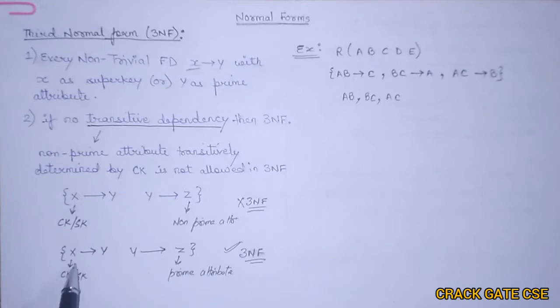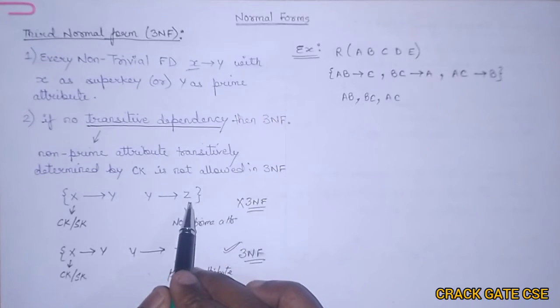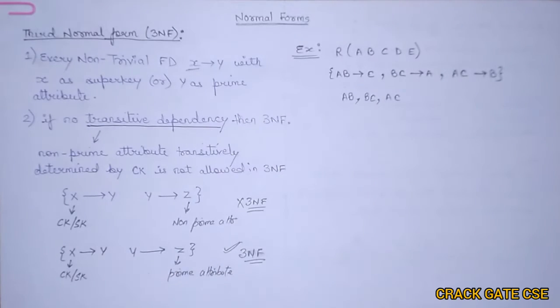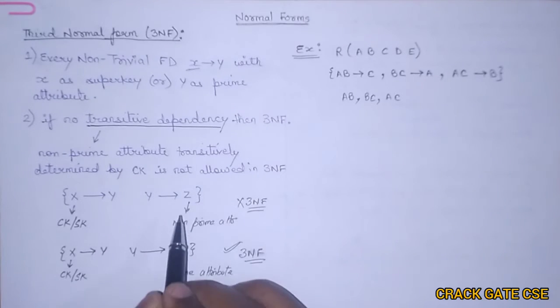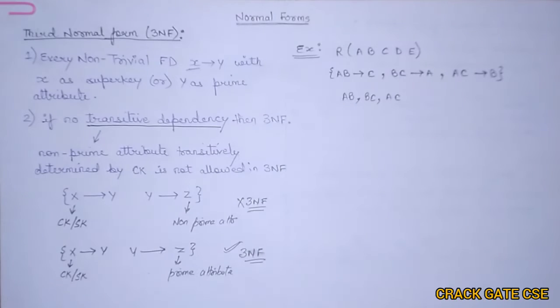While if X, which is a super key, is deriving Y and Y is further deriving an attribute which is a prime attribute, that is fine. If any non-prime attribute is derived by X, then it is not in 3NF. But if the prime attribute is derived from the candidate key, then it is said to be in 3NF. Let's try to understand this with the help of a small example.